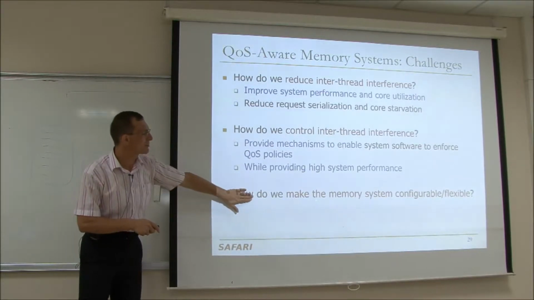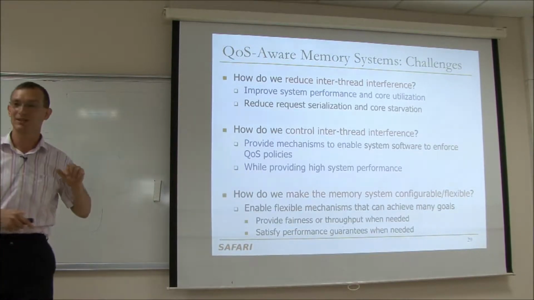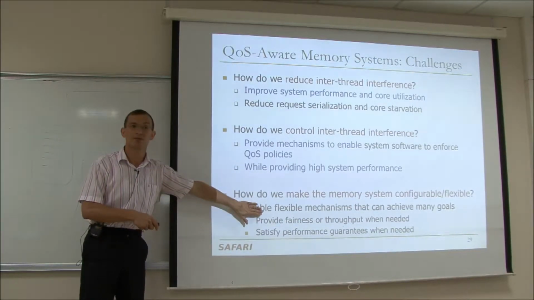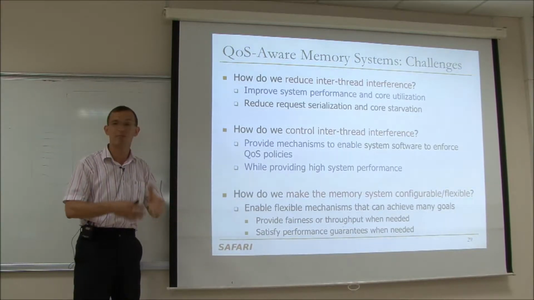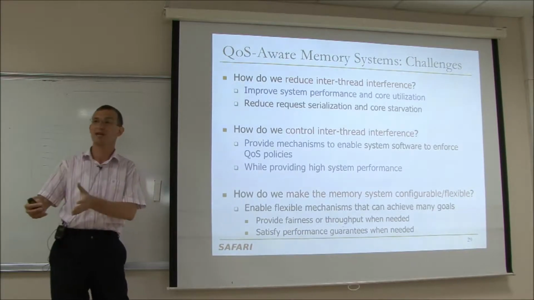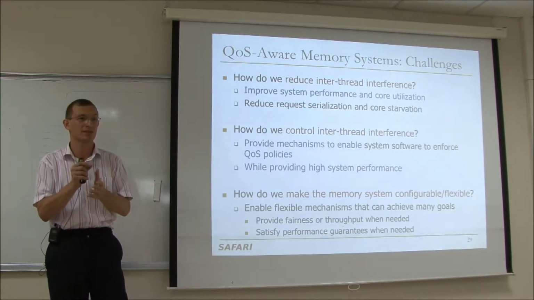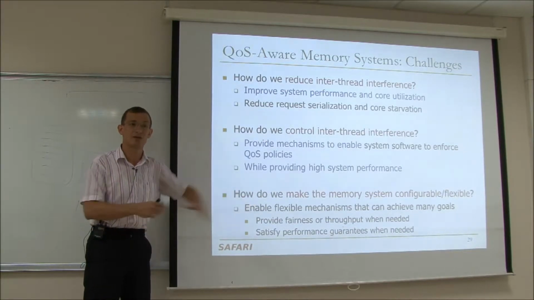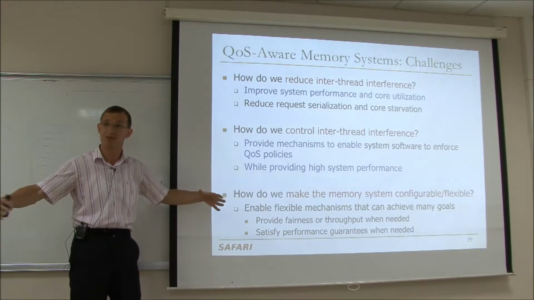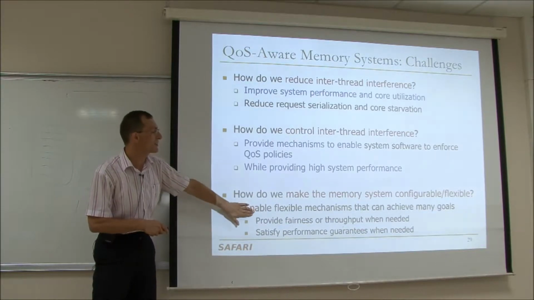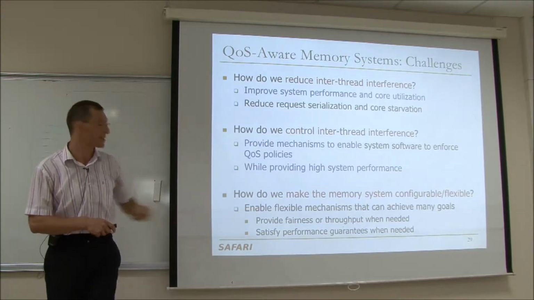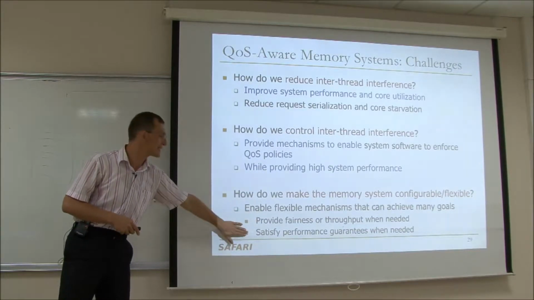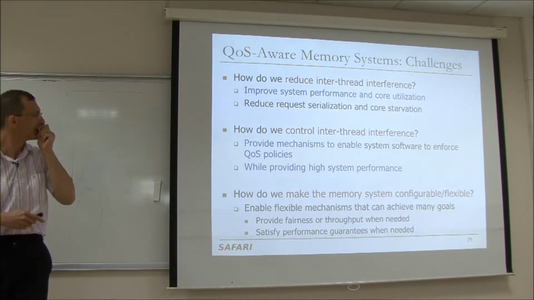And third is, how do we make the memory system configurable and flexible? The key idea here is, sometimes we would like fairness, sometimes we would like throughput, and sometimes we would like a mix of the goals. Some applications do not care. Some applications we really want quality of service guarantees. And memory systems should be able to satisfy all of those at the same time and at different times also. So we would like to enable flexible mechanisms that can achieve many goals at the same time. Provide fairness or throughput when needed, and satisfy performance guarantees when needed.